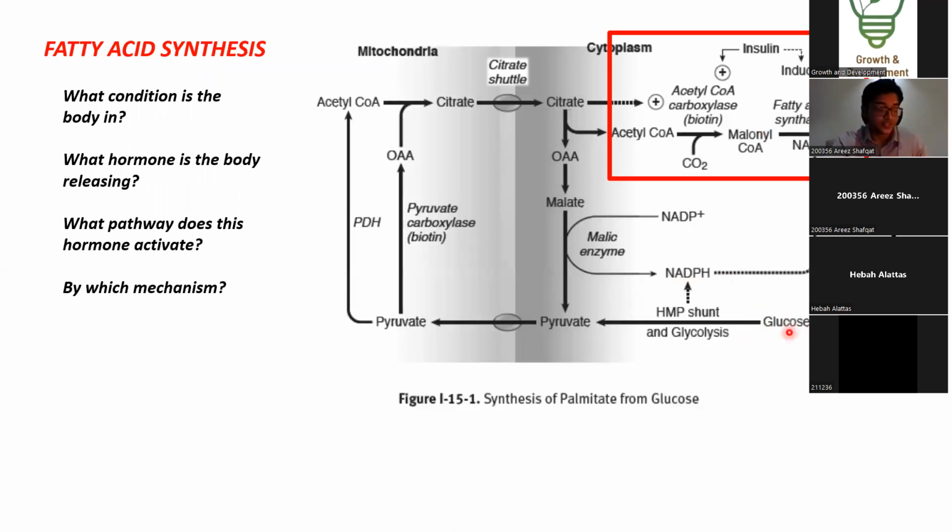Glucose enters the cell. We're talking about the liver here. Glucose is converted to acetyl-CoA. This is all glycolysis, and this is converted to citrate. Citrate will accumulate inside the cell, and citrate will go back out into the cytoplasm. Citrate runs into an enzyme called citrate lyase, which generates oxaloacetate and acetyl-CoA.